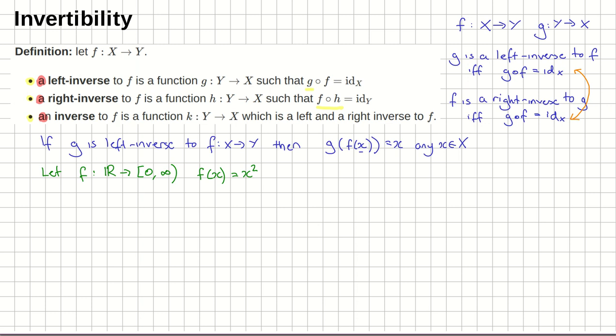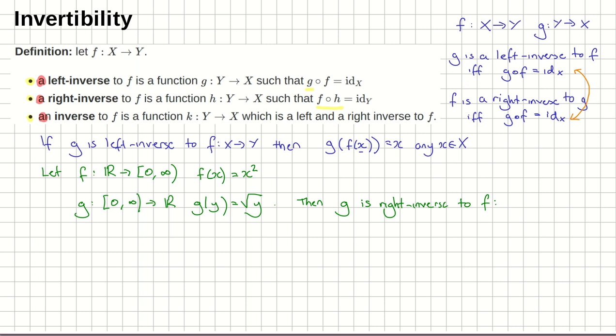Okay, so I claim f has a right inverse, so let's define g from the codomain of f to the domain of f by g of y is the square root of y. For me, square root always means the positive square root. So in this case, g is right inverse to f. And we can just check this.